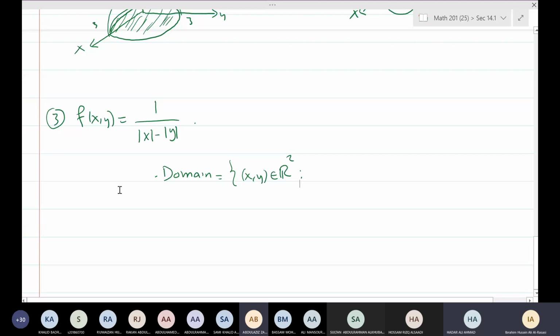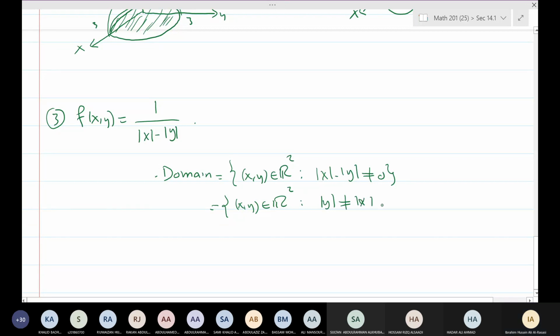Is there a root here? There is no root. So it is not greater than 0; the denominator is not equal to 0. So it's absolute value of x minus absolute value of y not equal to 0. You write it in this manner: this is (x, y) in R2 such that absolute value of y not equals absolute value of x.